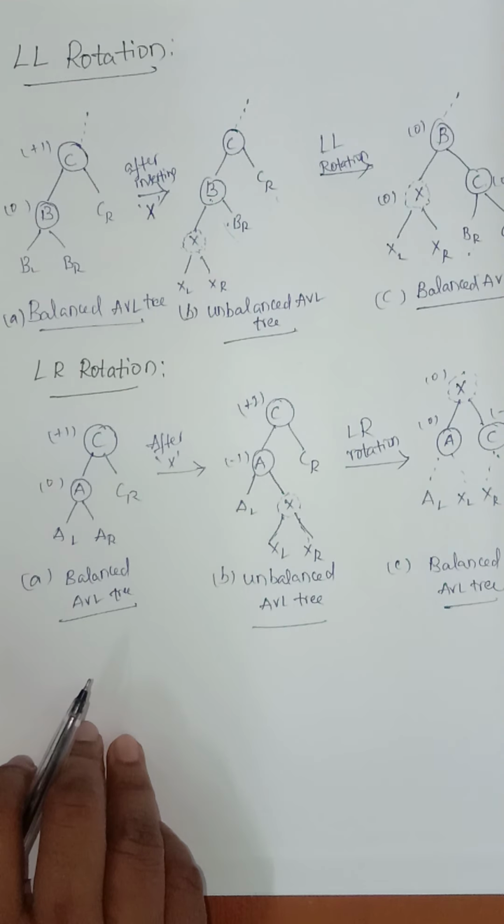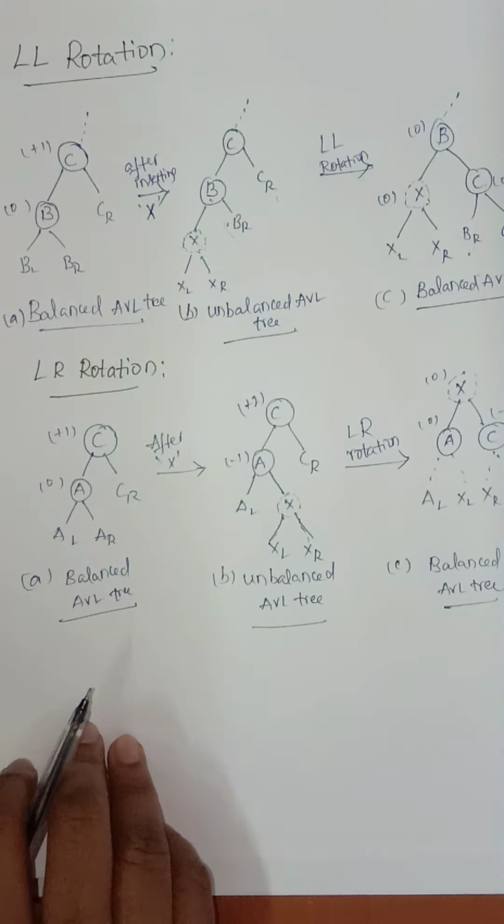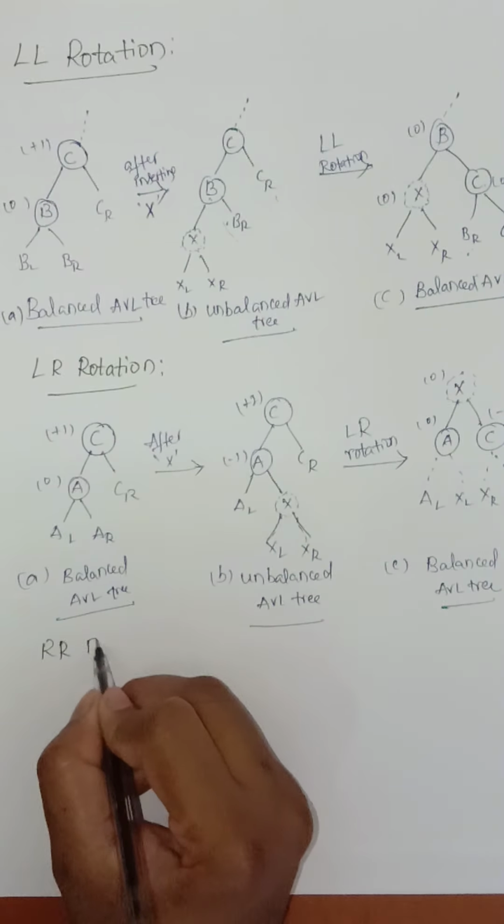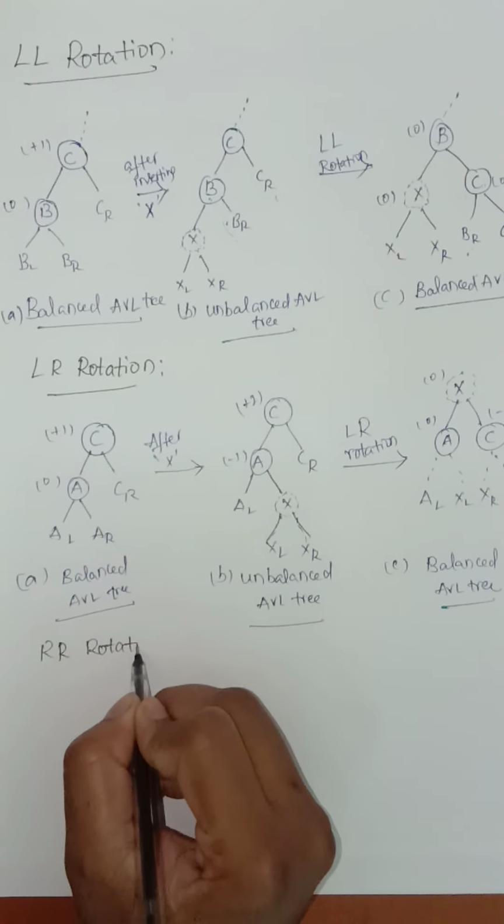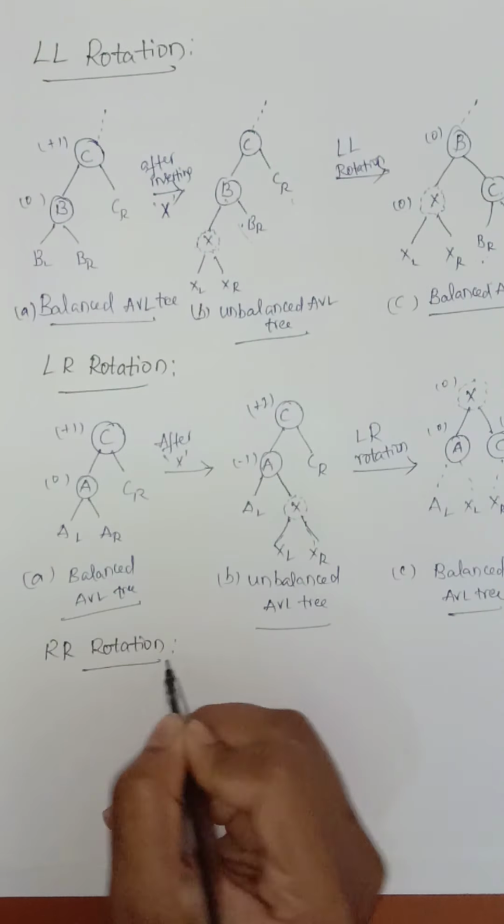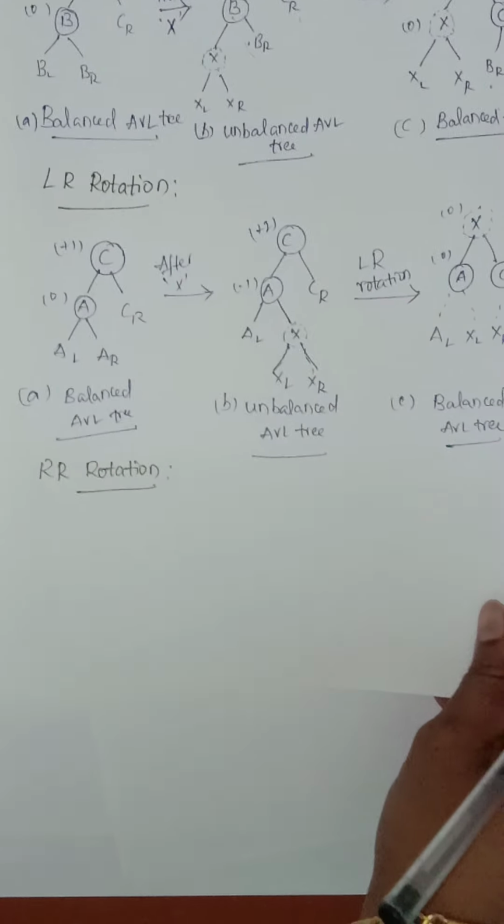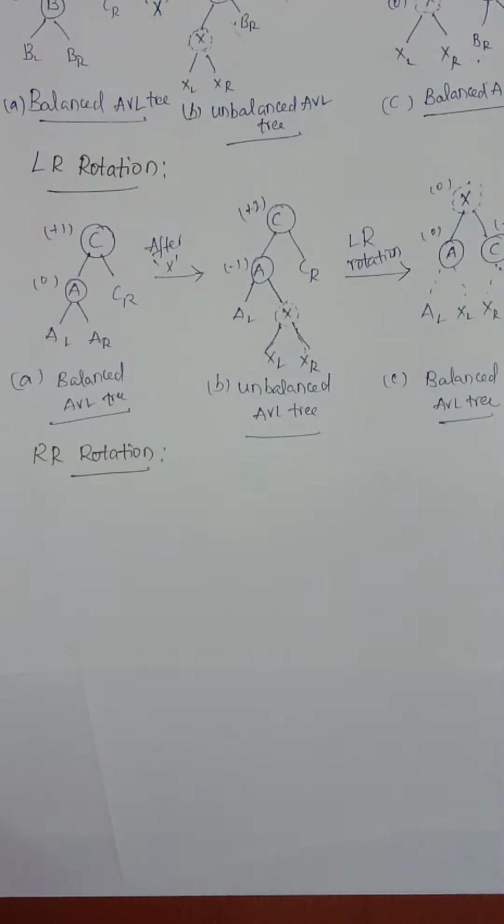Next we are moving to the RR rotation. This is the right part of the right subtree. We are inserting the value at the right part of the right subtree. If it is unbalanced, then we will rotate the elements.